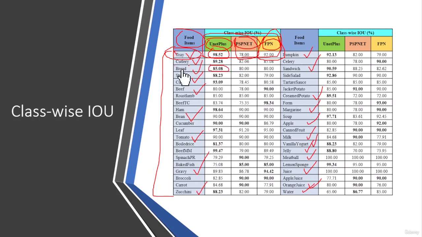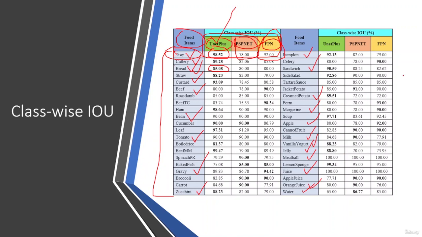For example, for bread, UNet++ obtained 85%, PSPNet obtained 80%, and FPN again obtained 80% intersection over union. So UNet++ obtained the higher result as compared to both PSPNet and FPN. Using class-wise intersection over union, you can see the score for each class for different models, make the comparison between them, and choose the best model that is performing well and achieving good results. So in this case, ResNet UNet Plus is performing well as compared to the PSPNet and FPN.